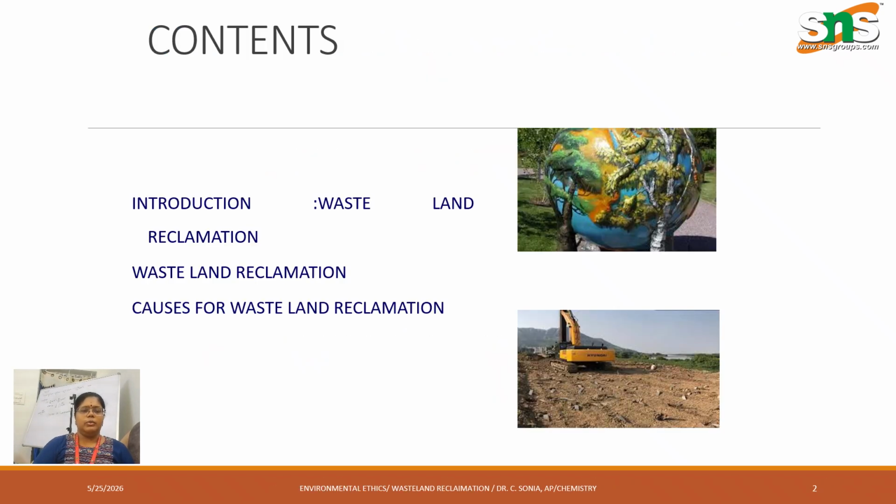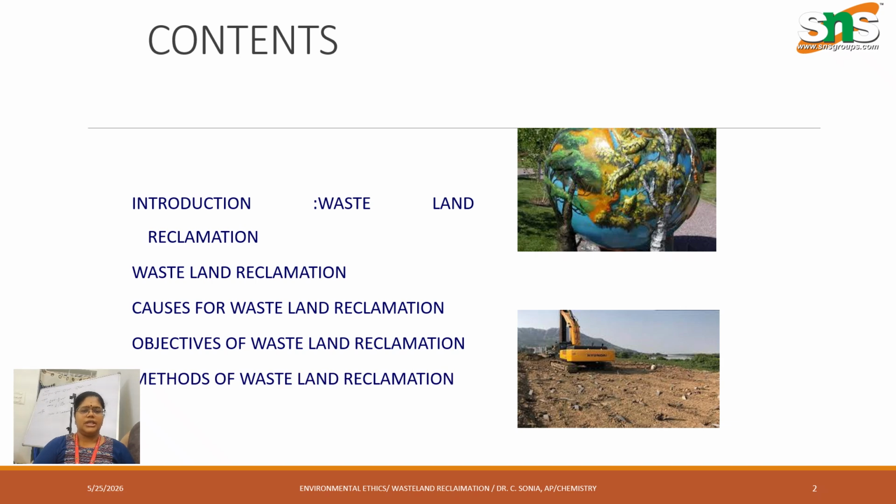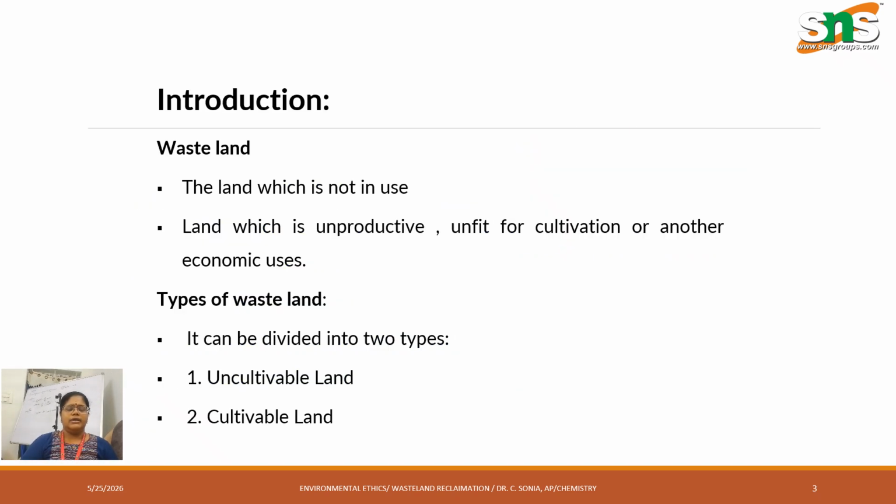So in this video, we're going to see the introduction of wasteland reclamation, then causes for wasteland, objectives of wasteland reclamation, and methods. As we introduced, wasteland is land which is not in use. So the land which is unproductive, unfit for cultivation or other economic uses. There are different types of lands. It can be divided into two types, uncultivable land and cultivable land.